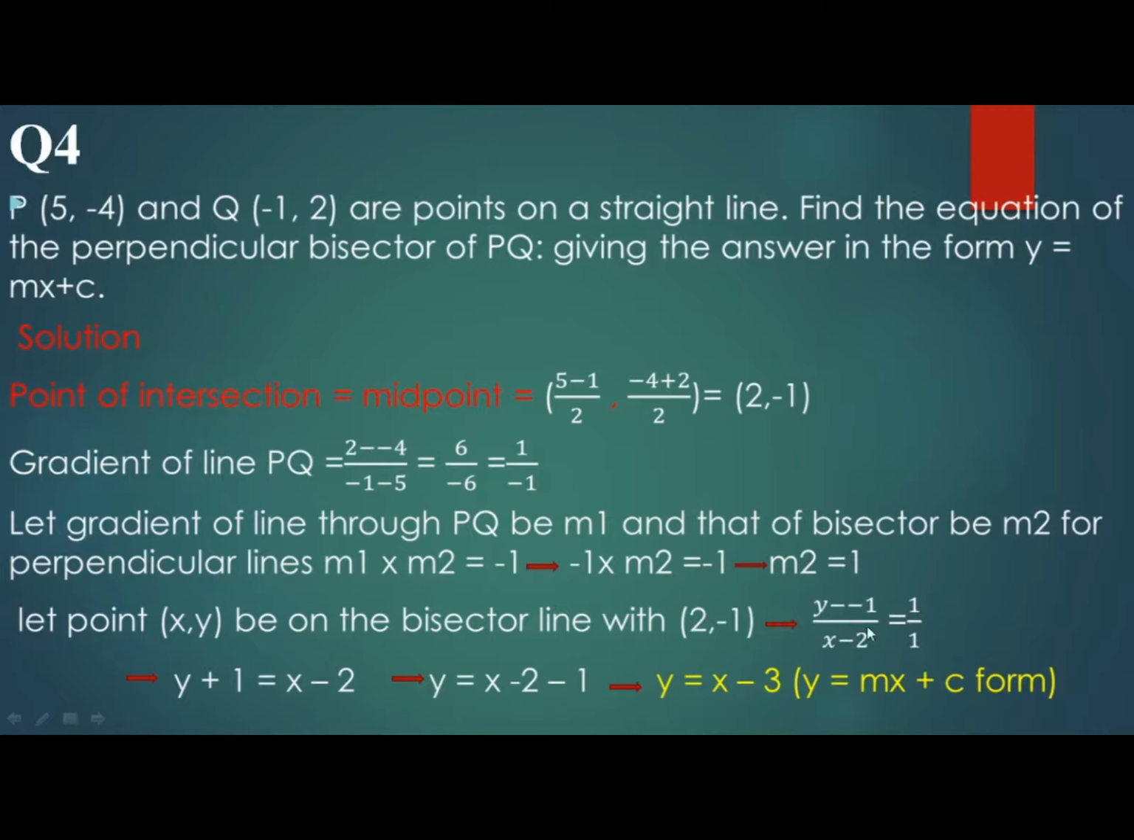You cross multiply. Remember this is positive. It will be 1 into y plus 1 equals 1 into x minus 2. So y plus 1 equals x minus 2. Therefore, we collect like terms together: y equals x minus 2 minus 1, and minus 2 minus 1 is negative 3, and therefore y equals x minus 3. This is in the form y equals mx plus c, and that is the equation you are asked.